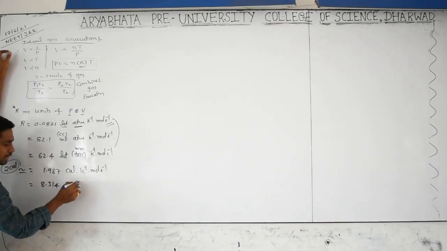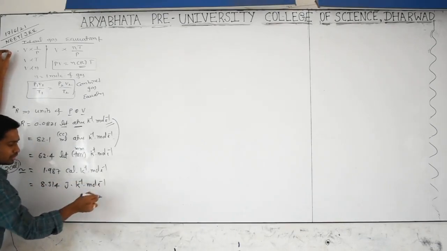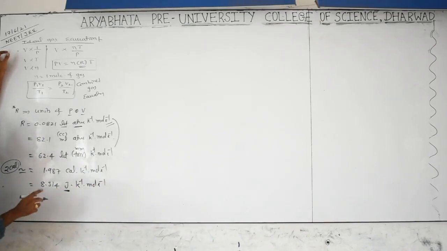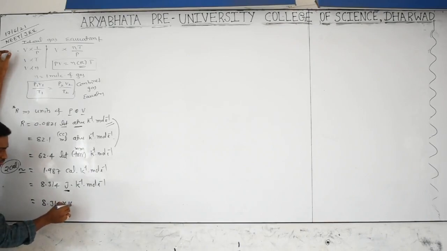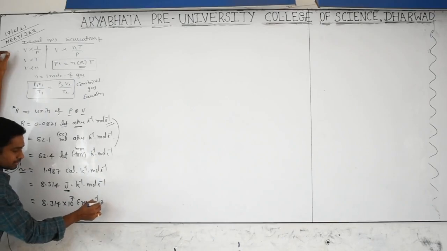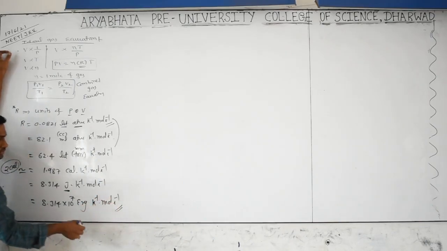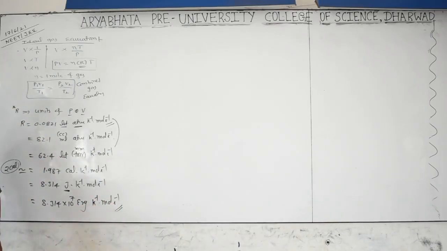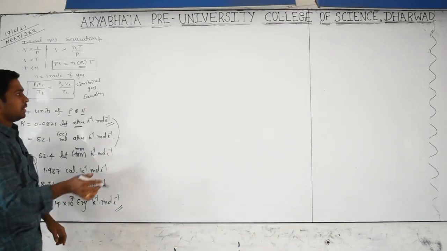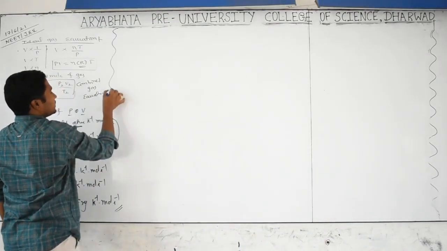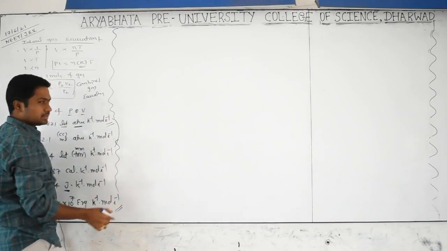8.314 joule, Kelvin inverse and mole inverse. Same, I want joule in ergs. So 8.314 joule is equal to 10 to the power of 7 ergs into Kelvin inverse and mole inverse. These are different R values, you have to practice very carefully. Did all of you understand? Yes. Now we are discussing ideal gas.